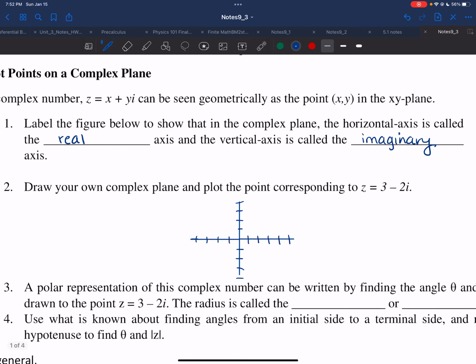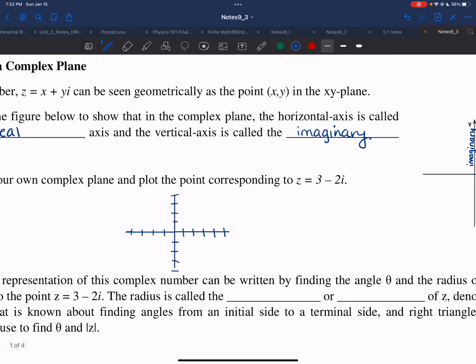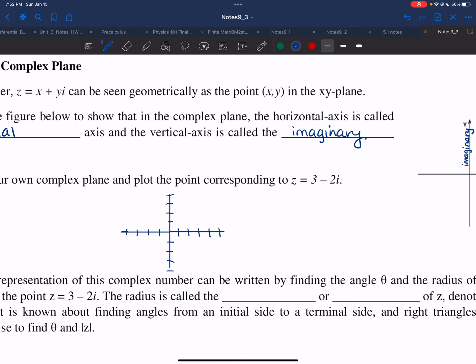All right, so we're going to draw our own complex plane. I just did that, and plot the points corresponding to z equals 3 minus 2i. Now, when I see an expression like this, I can very easily pick out what my real numbers are and what my imaginary numbers are. So this is my real, so that's going to go on my x-axis, and then this expression here is my imaginary expression, which is going to go on my y-axis. So I'm just going to plot it like I normally would a coordinate. So I go over 3 positive on the x-axis and then down 2 on the y. So this would be the point with the expression 3 minus 2i.